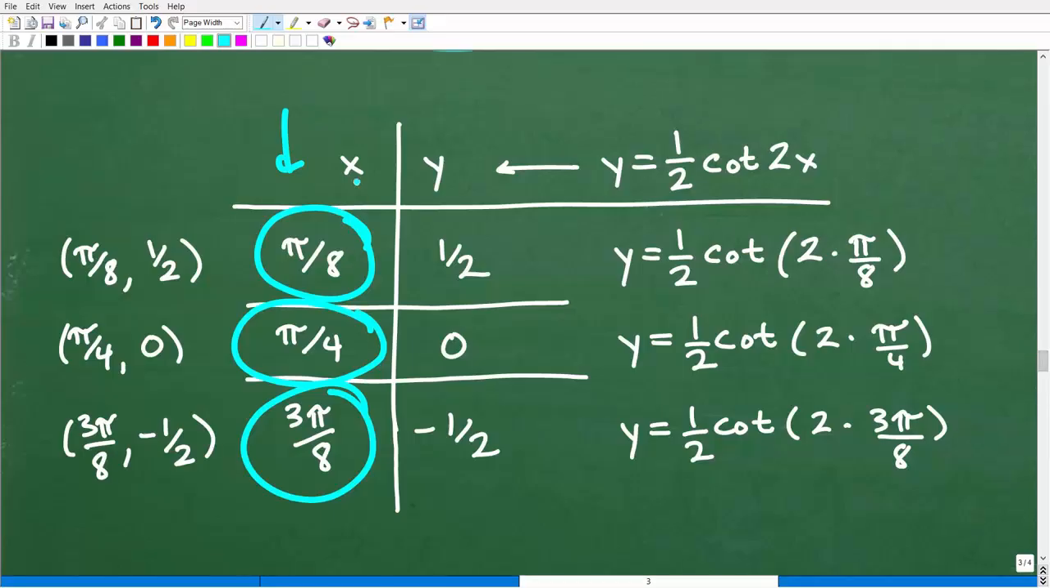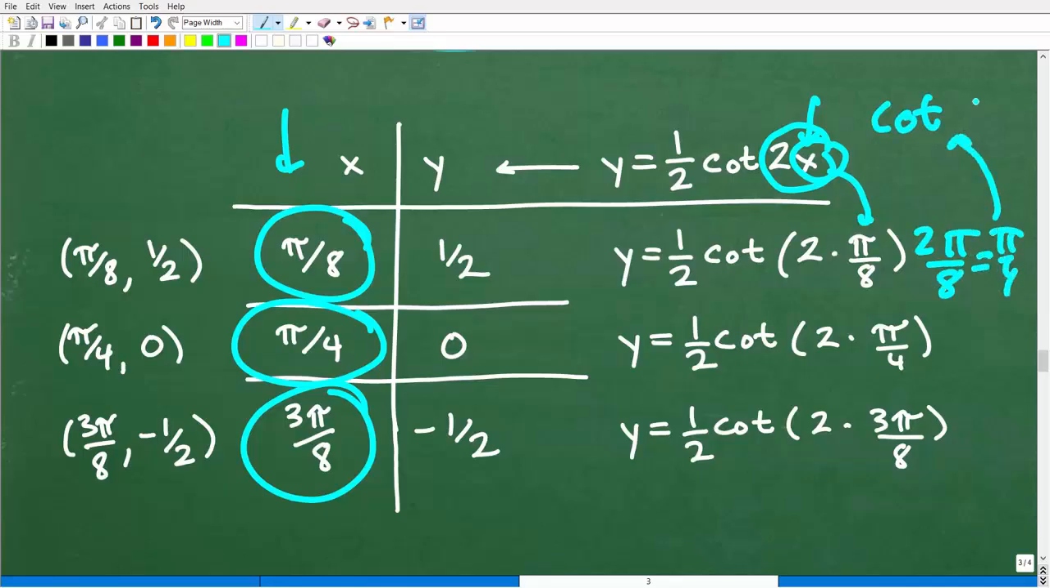So when x is, for example, pi over 8, well, what do we do for that? Well, here is x, right? This is y is equal to 1/2 cotangent 2x. So I'm going to replace this x with pi over 8. So this is going to be 2 pi over 8. So now we need to know what the cotangent of 2 pi over 8 is, and that's going to be what? Pi over 4.